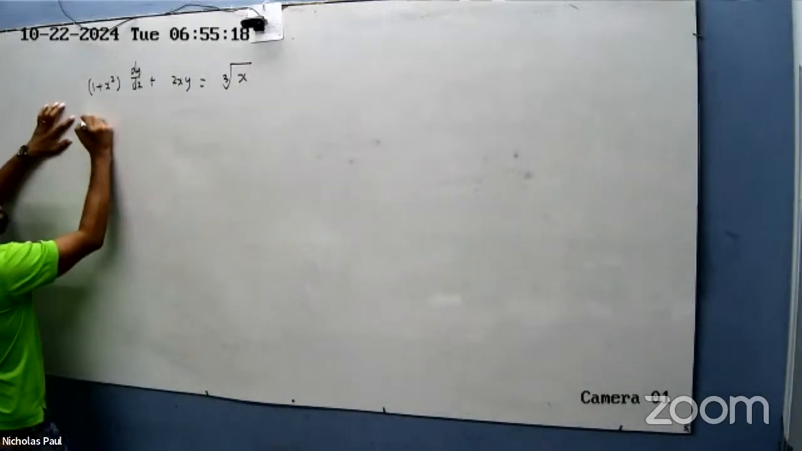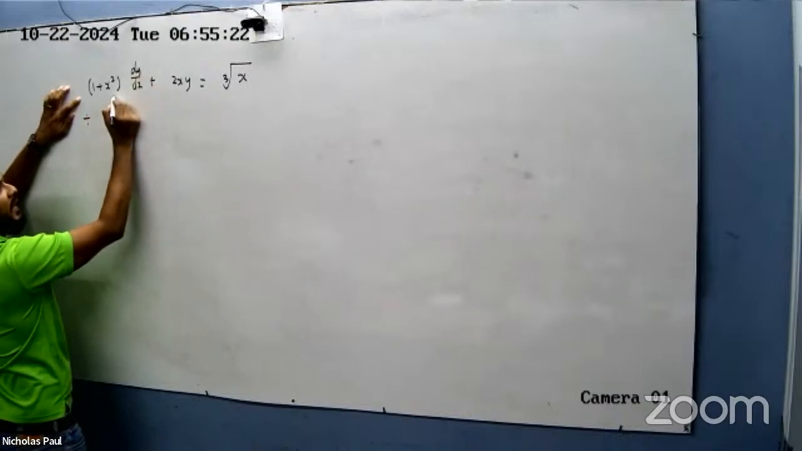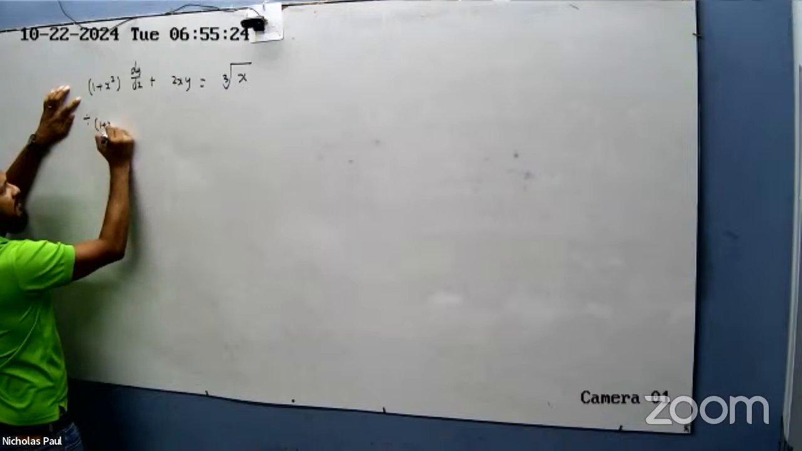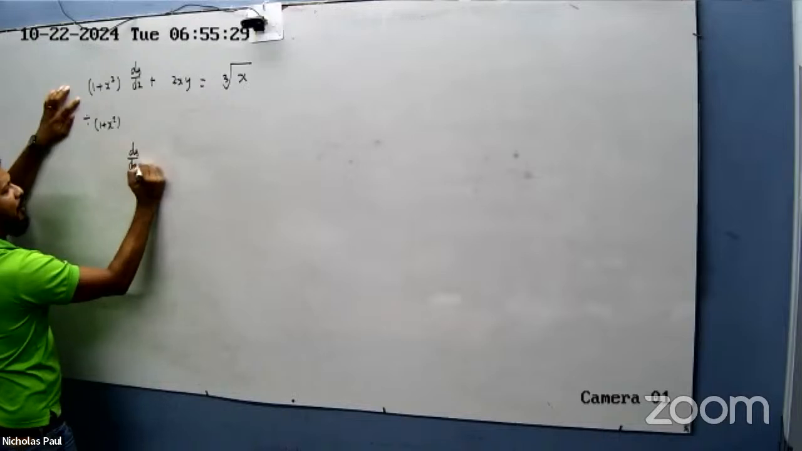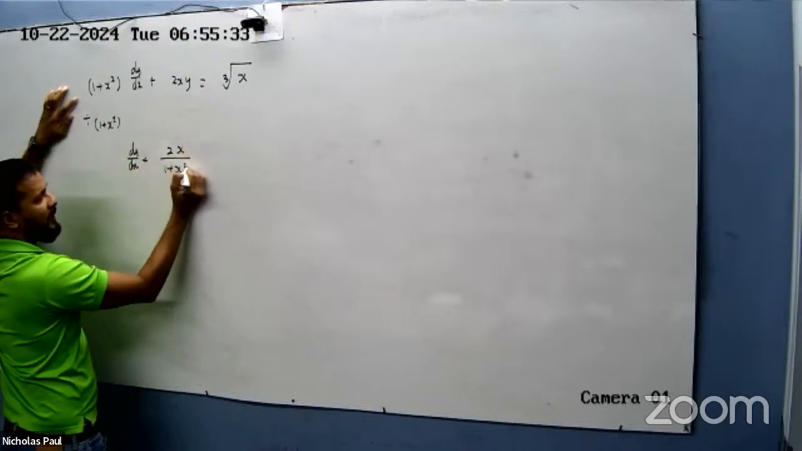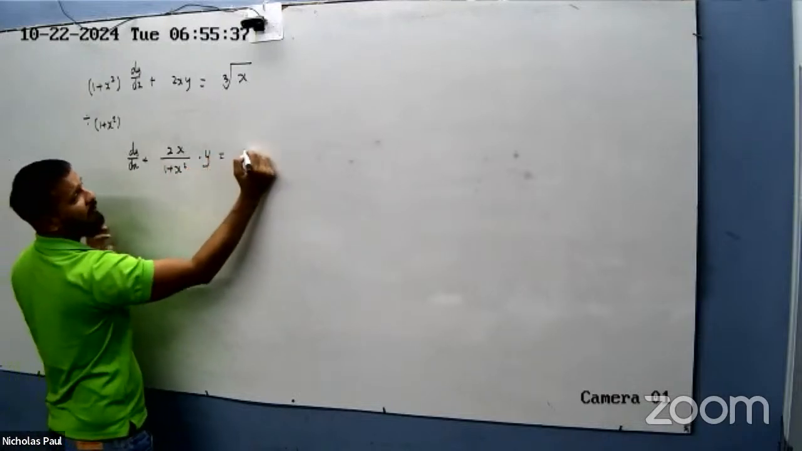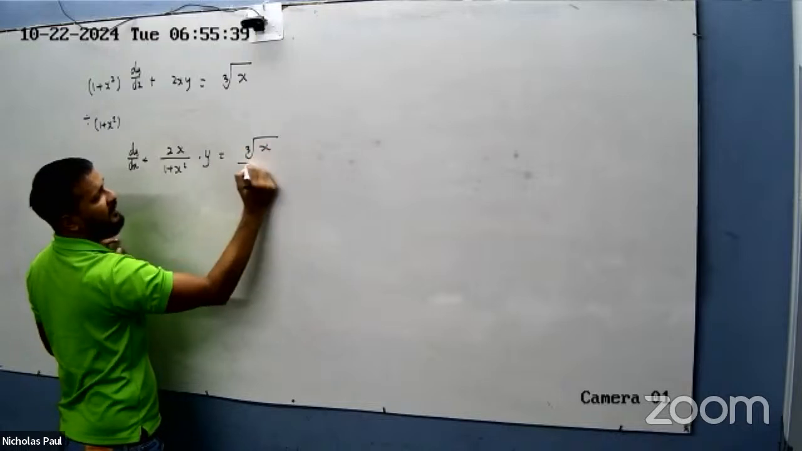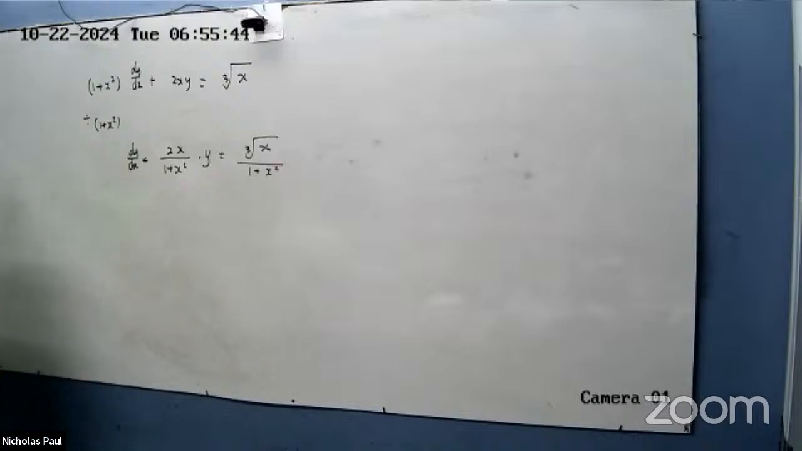As I said, the problem with this one is that the coefficient of dy/dx is not 1. So I'm going to divide everything by 1 plus x squared. So I'll get dy/dx plus 2x over 1 plus x squared times y. Right, so I just pull out the y, equals the cube root of x all over 1 plus x squared. Right, follow through all the steps.